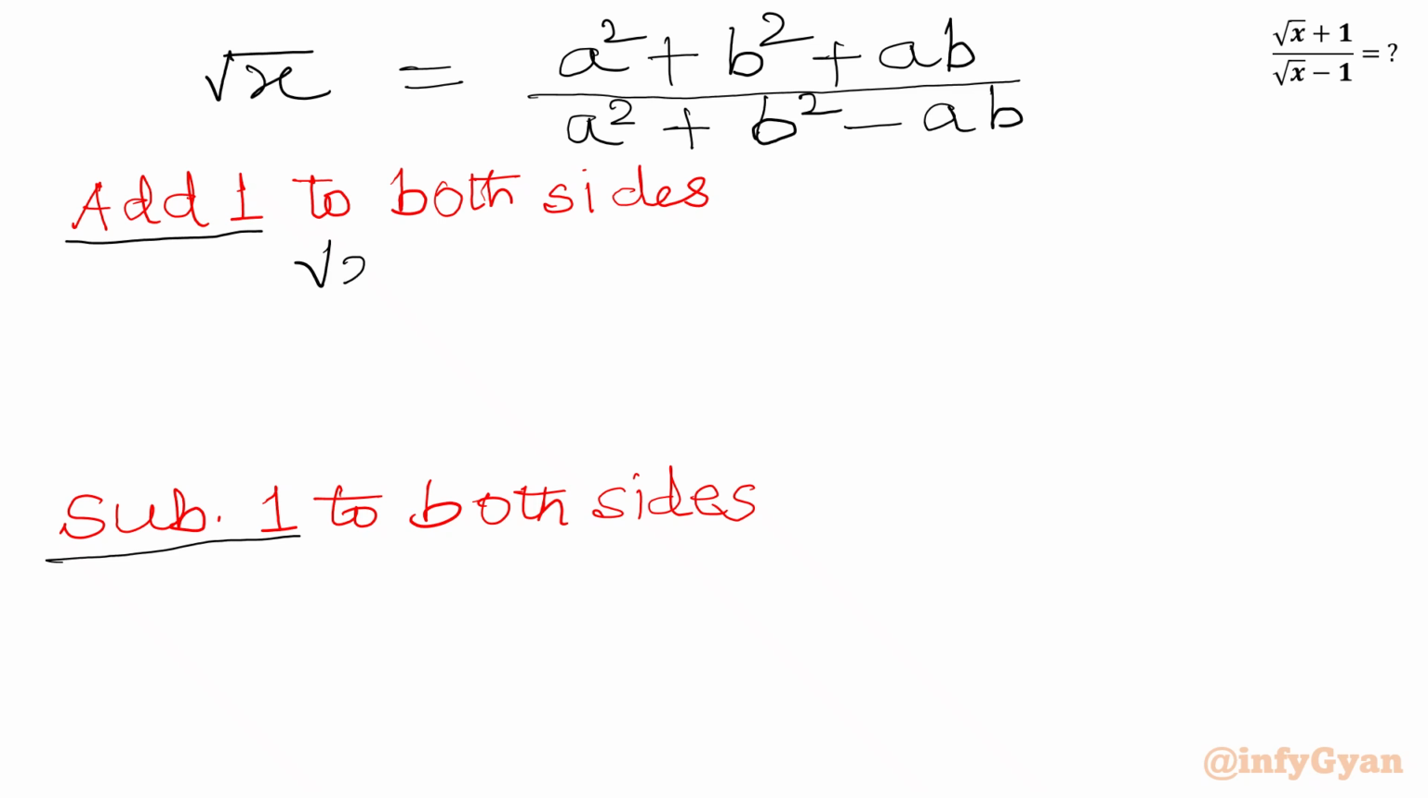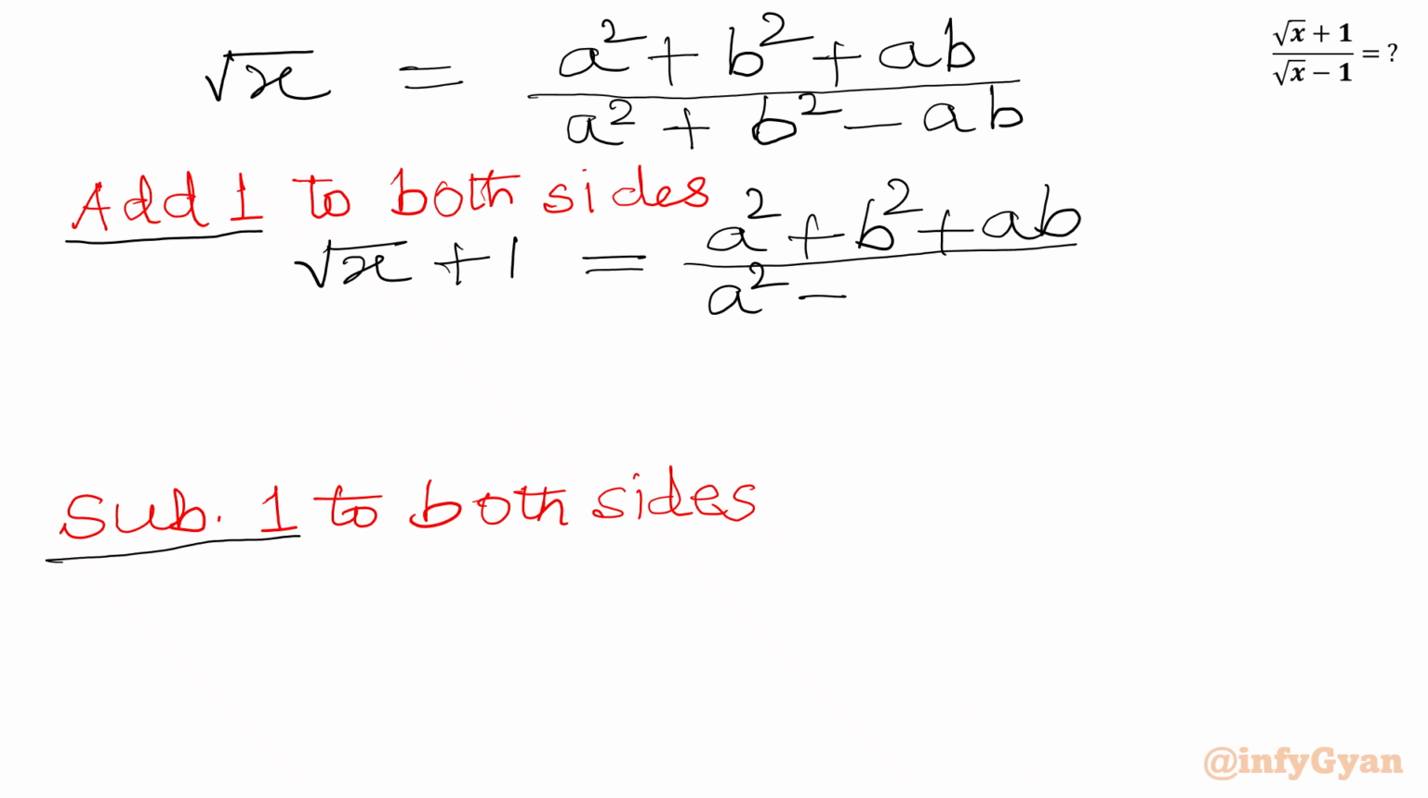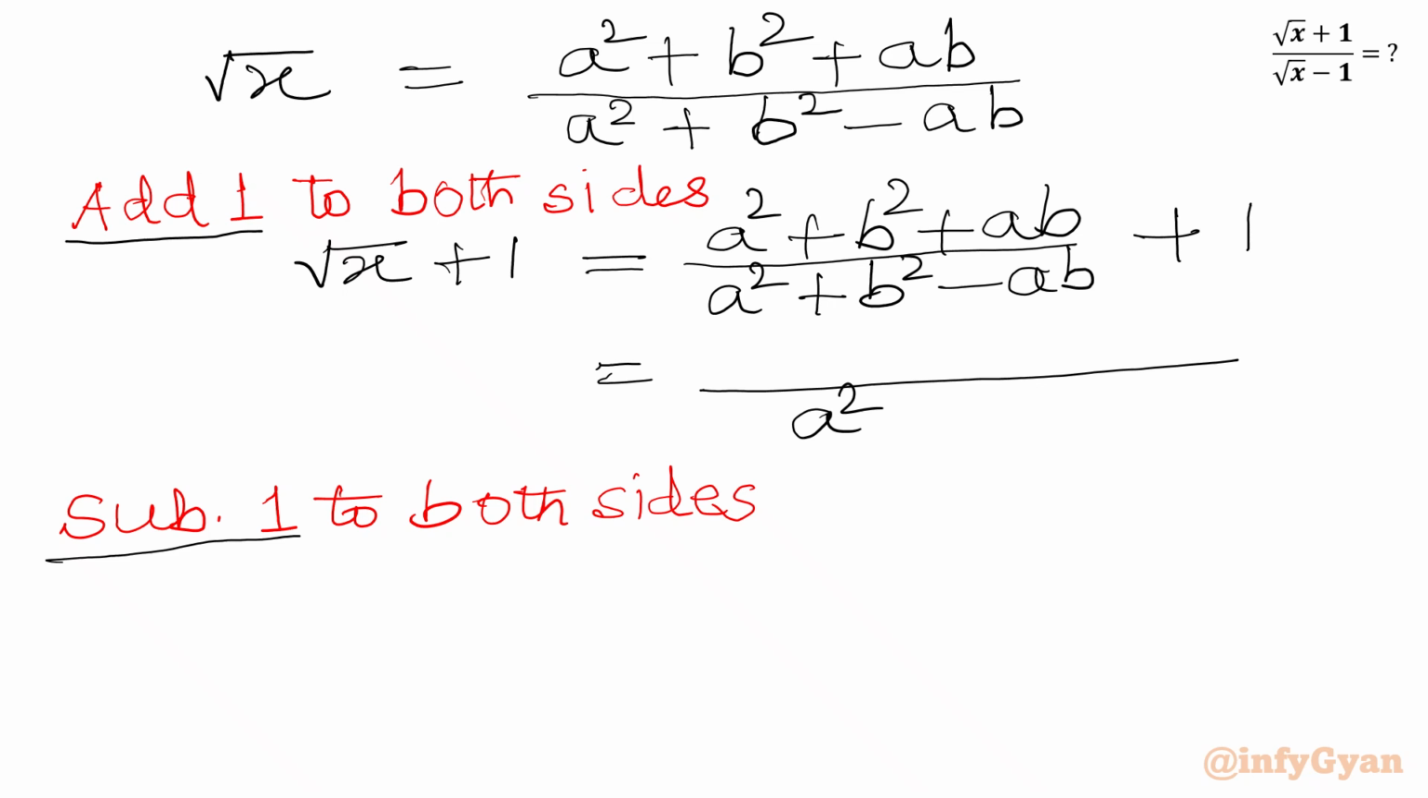So I will write the square root x plus 1 to LHS. So in the RHS we will add 1: a square plus b square plus ab over a square plus b square minus ab, plus 1. So I will take LCM. We will get denominator a square plus b square minus ab. In numerator, plus and minus ab will be over. So we will get 2 times a square plus b square.